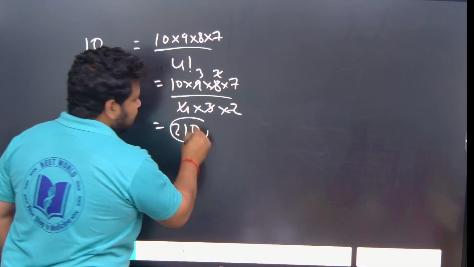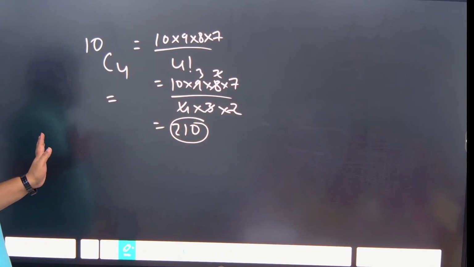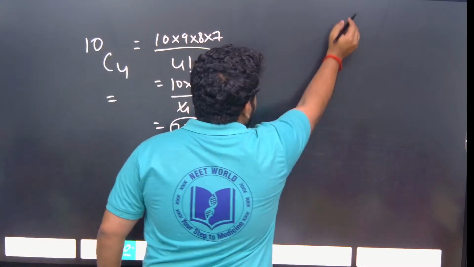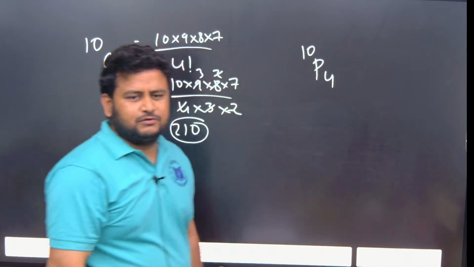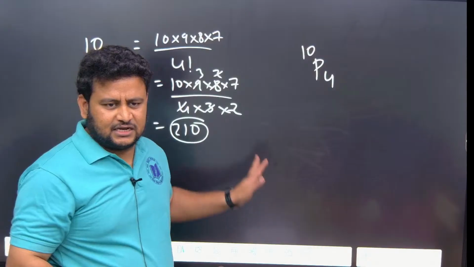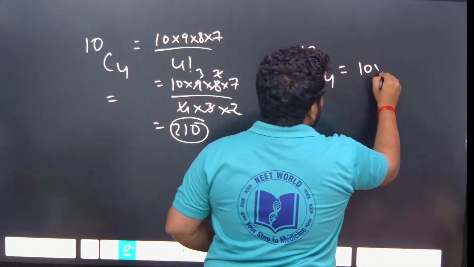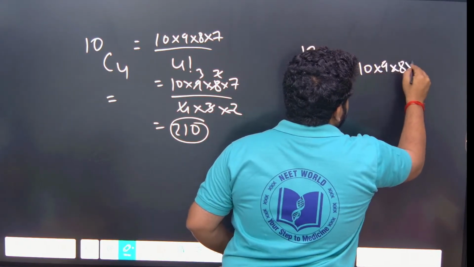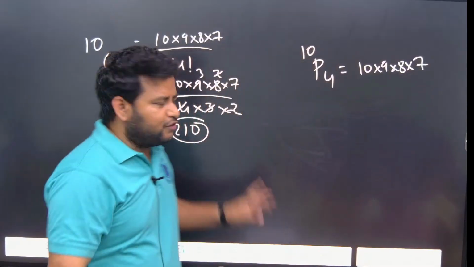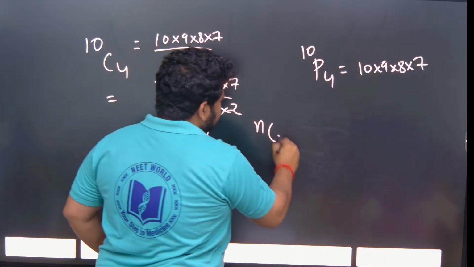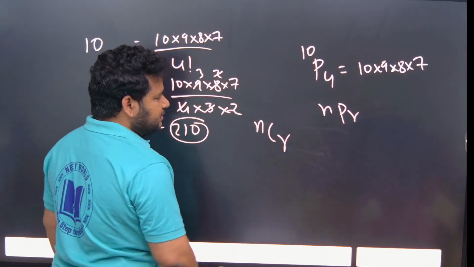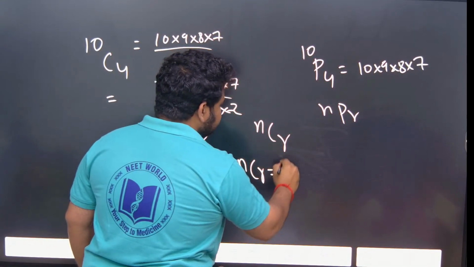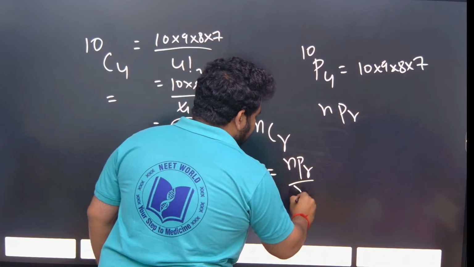So the answer will be 210. Clear? Suppose I ask you to write 10P4. 10P4 means what you will do? You will not divide anything. 10P4 means 10 into 9 into 8 into 7. So how can we relate NCR and NPR? NCR can be written as NPR divided by R factorial.